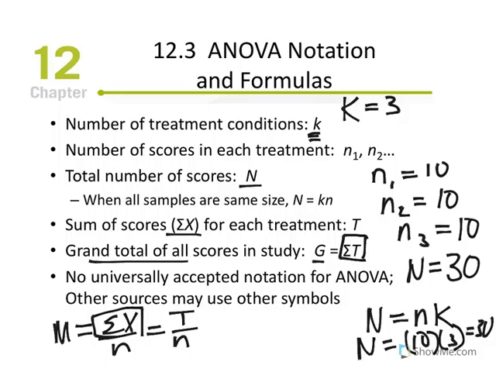We should recognize that there is no universally accepted notation for the process of analysis of variance. In some other textbooks or other sources, you may see other symbols, but as long as you understand what each of these variables represents, you can interchange other notation that you may come across in subsequent statistics courses.